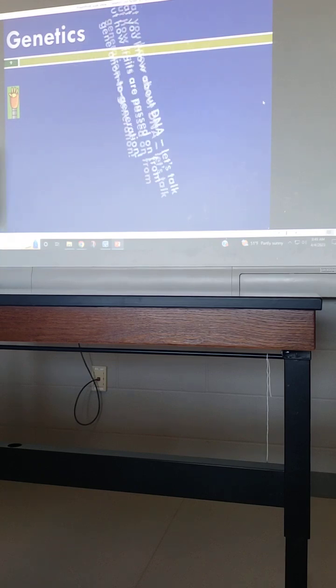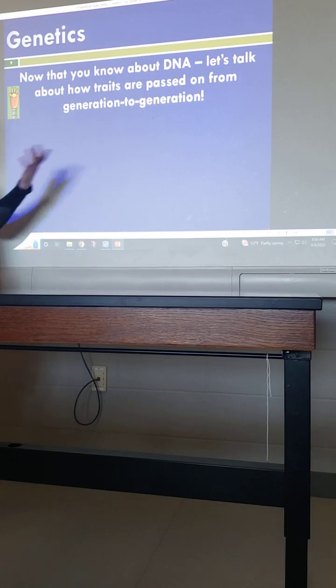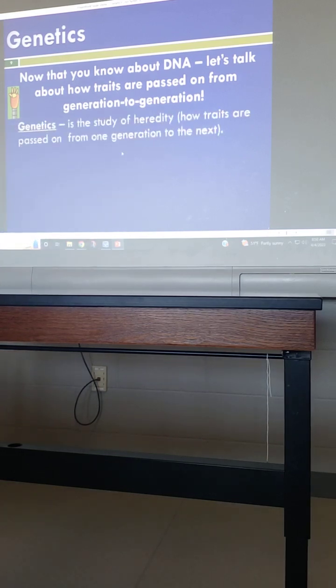Okay, so we're going to talk about how different traits get passed from one generation to another, and that's what genetics is all about. So you have to have a little understanding about what's going on, and then it's like, okay, we know it doesn't just stay with the organism, it actually gets passed on. So how does that happen? What's that process? That is what genetics is all about. It's the study of heredity and how those traits get passed from one generation to the next.